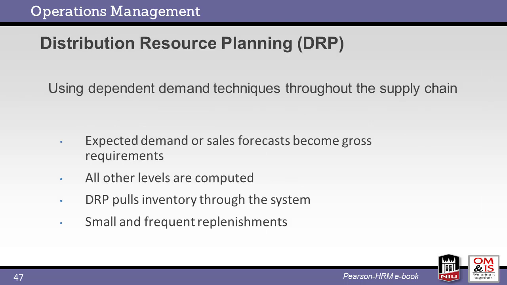Distribution resource planning, or DRP, is used to manage product distribution. The gross requirements for distribution come from the independent demand requirements. The goal is to follow the flow of material through the supply chain from suppliers to the ultimate customers. Small and frequent replenishment is the goal.